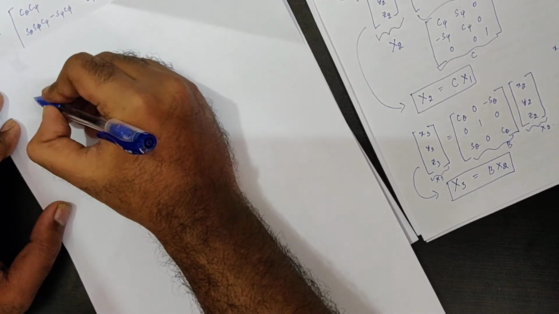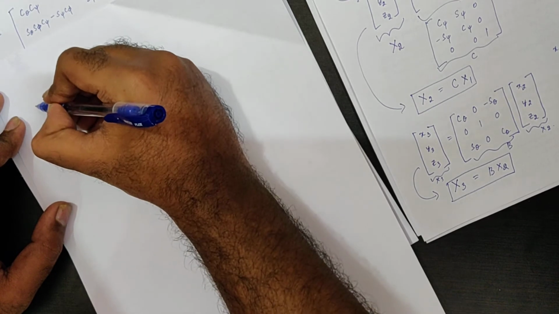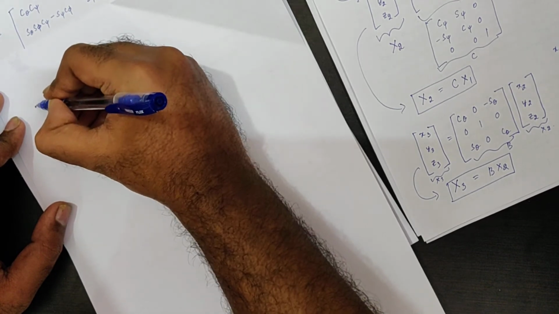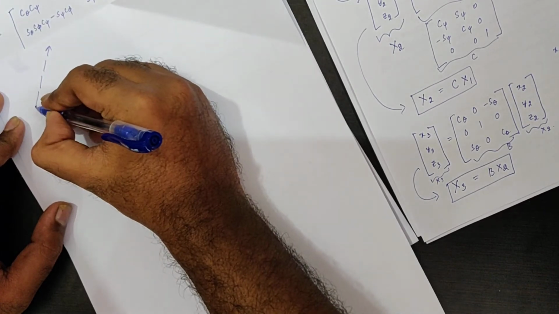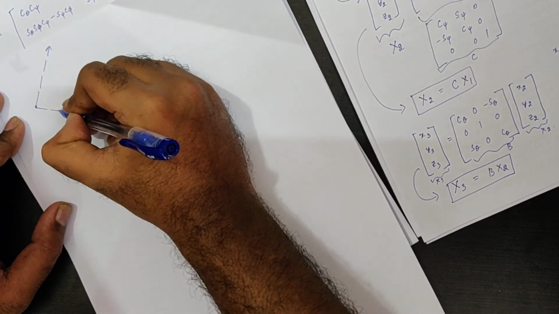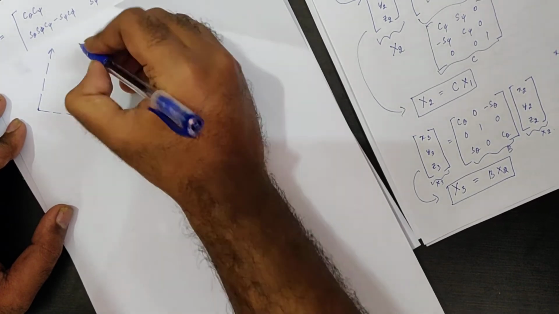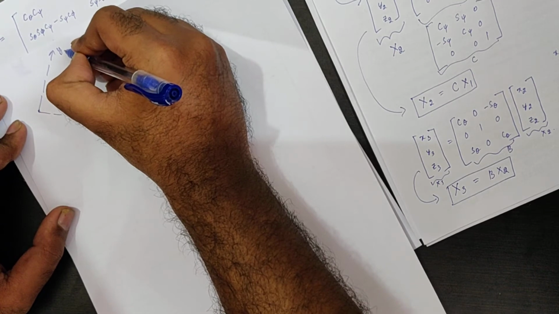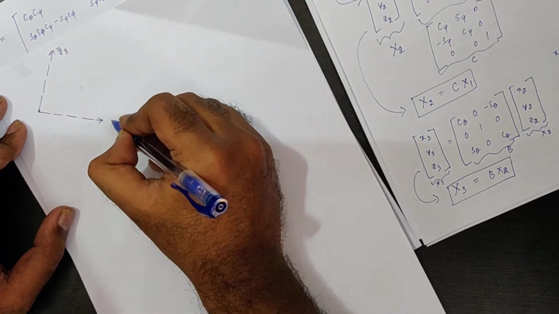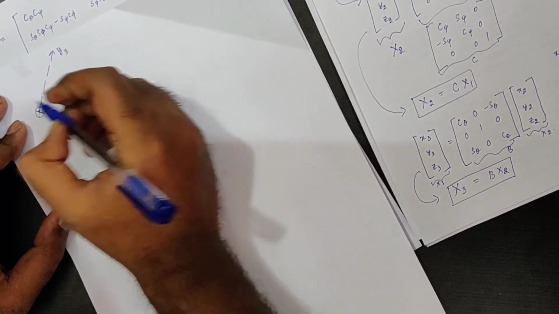So again we should take in the same similar fashion. So this is the origin, and this is y3, this is z3. Now this is the origin.